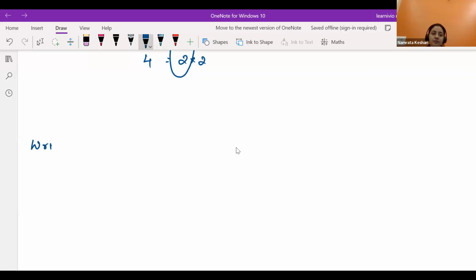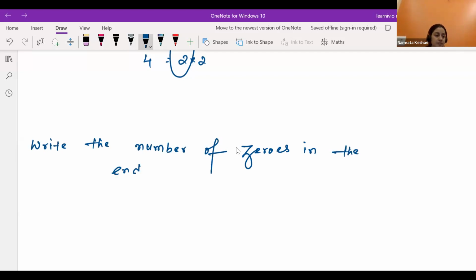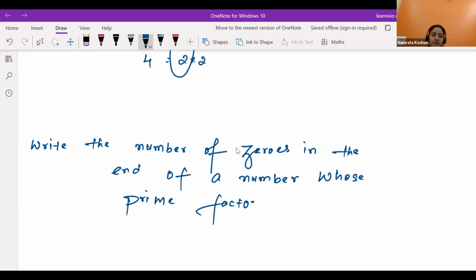Write the number of zeros in the end of a number whose prime factorization is 2 square, 5 cubed, 3 square, 17.